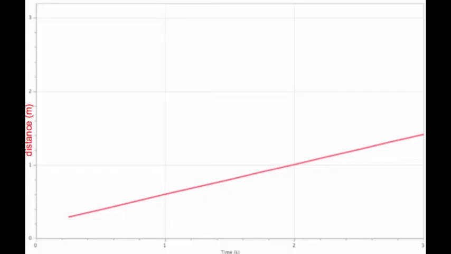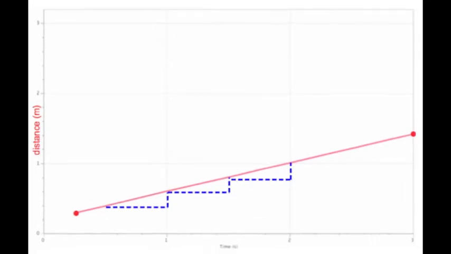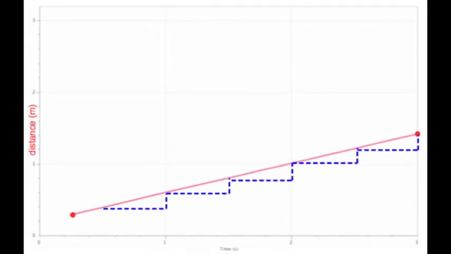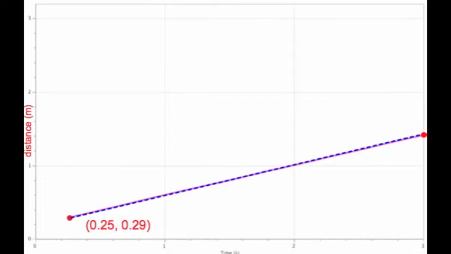In this distance versus time graph, every half second, you go up the same amount. It's going equal distances in equal amounts of time. This line is a slanted line going up to the right. Connecting 2 points and drawing a line between them, we can see that.